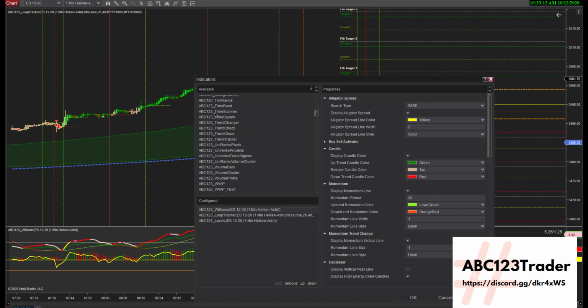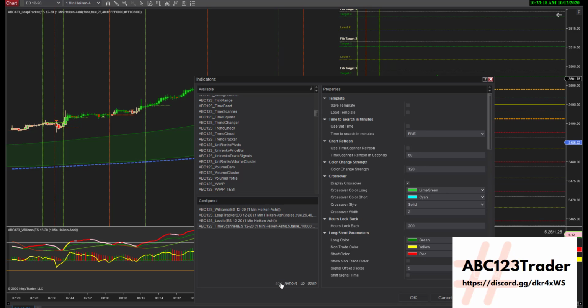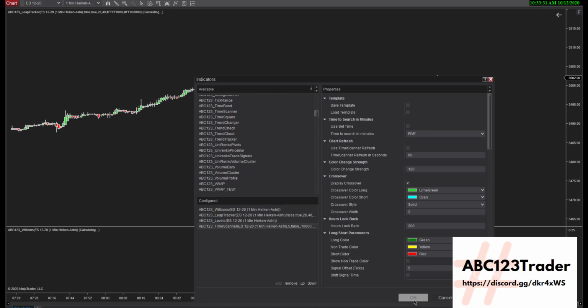the time scanner. Now the time scanner, I'm going to keep it on a 1-to-1 ratio right now. What that means is if you do not check this marking here, it's going to read the current chart and data mine it. We will do that for now.